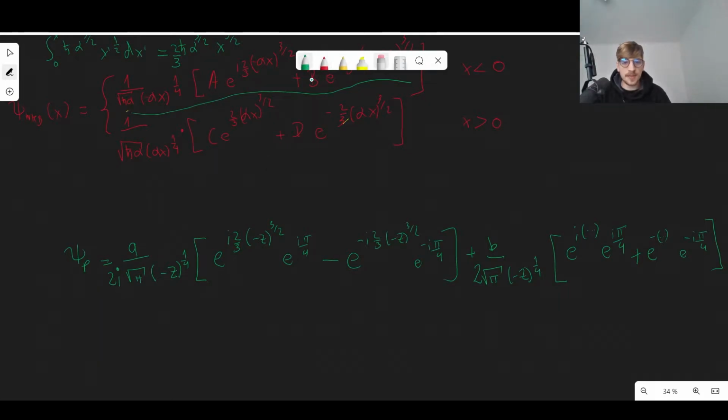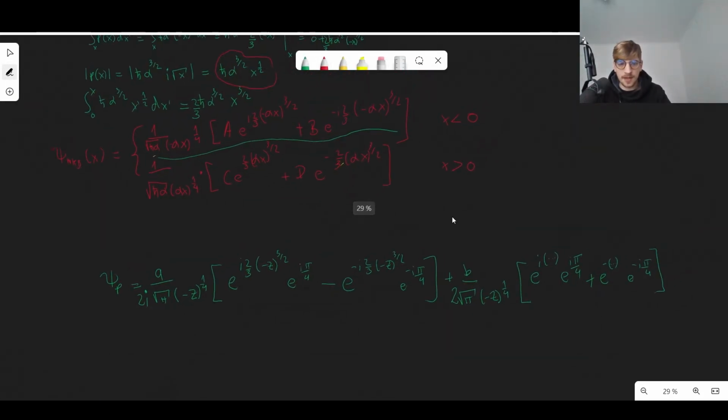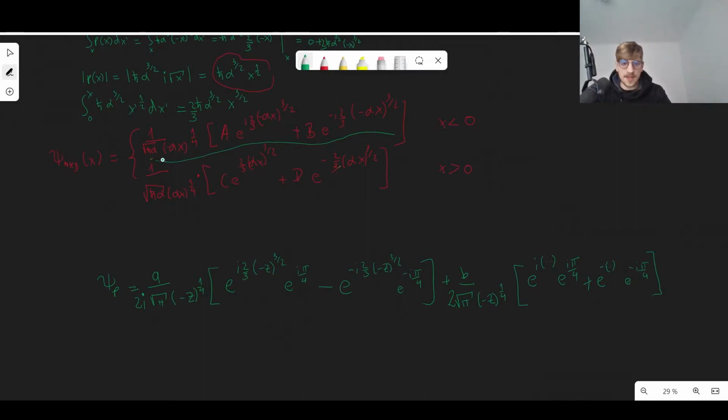So now let's compare it directly. We wish to compare this expression underlined in green with this one. Let's begin comparing the positive exponents, because positive has to be the same, negative have to be the same. They are linearly independent. So that's what we have to do.